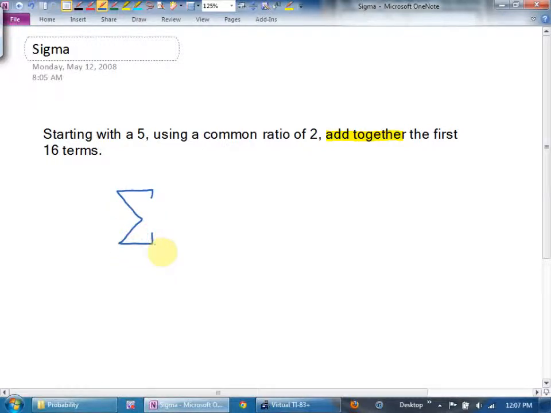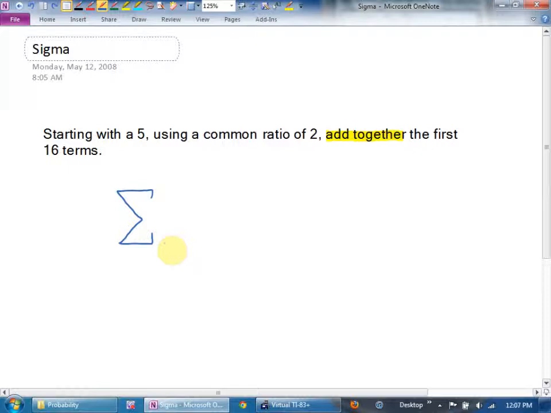But when you're handwriting it, it's a capital M on its side if you're really going to be in a rush. It's sort of an E meets Z, sort of. That symbol there tells any math nerd, you're going to add some numbers together. Okay?